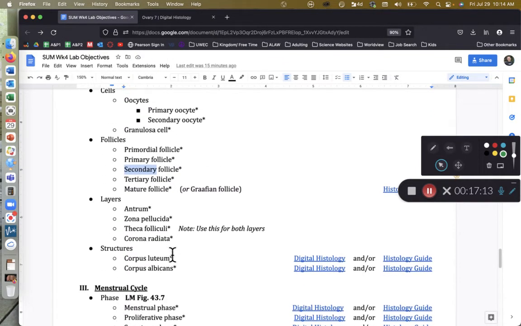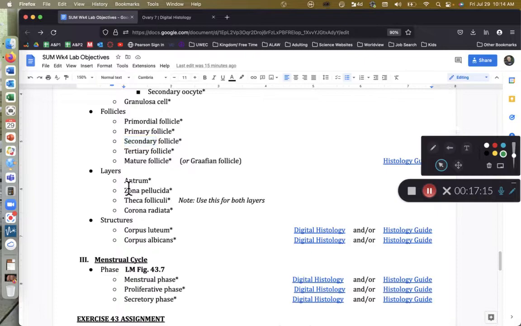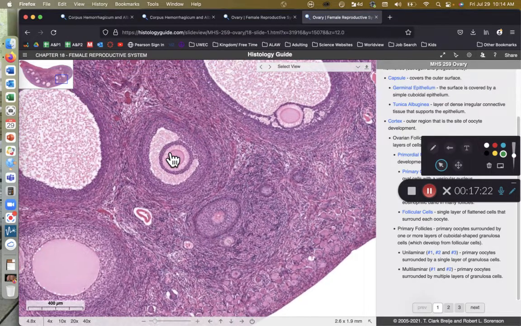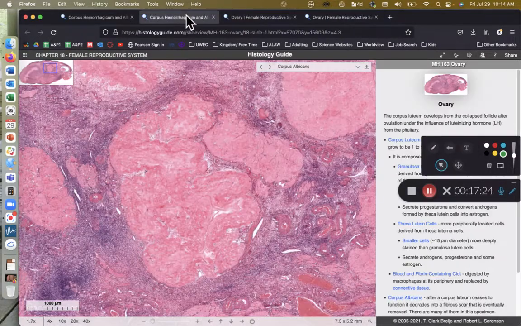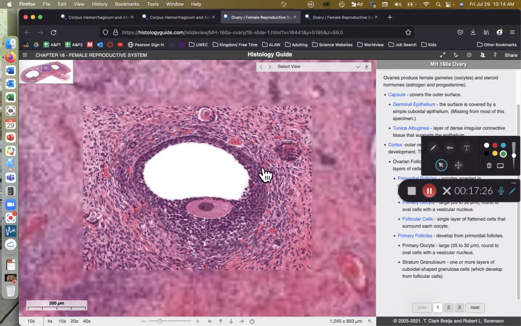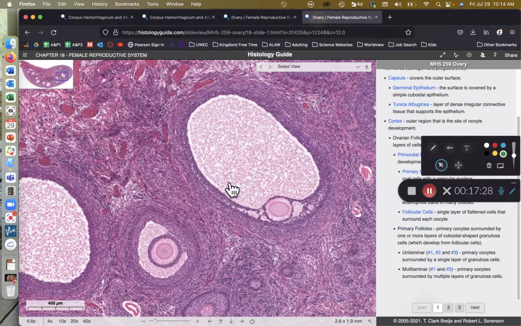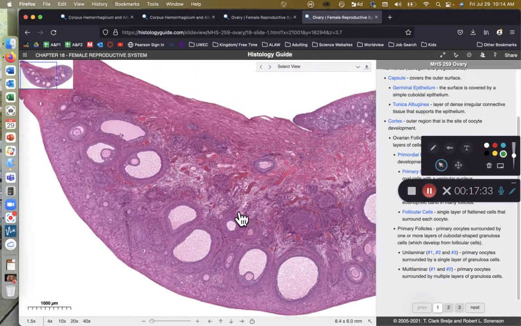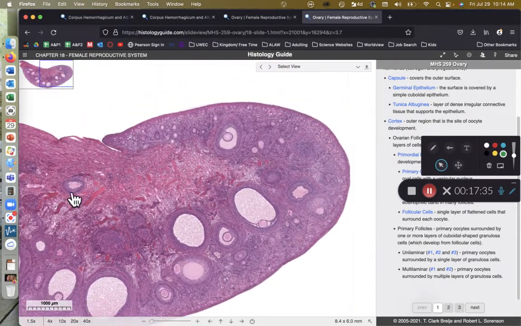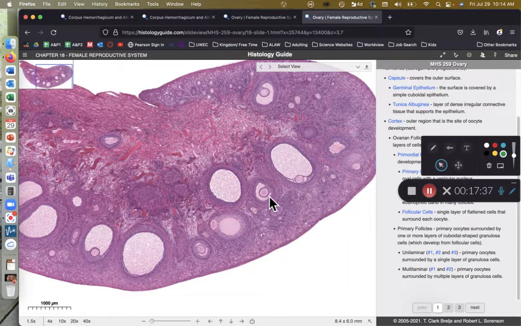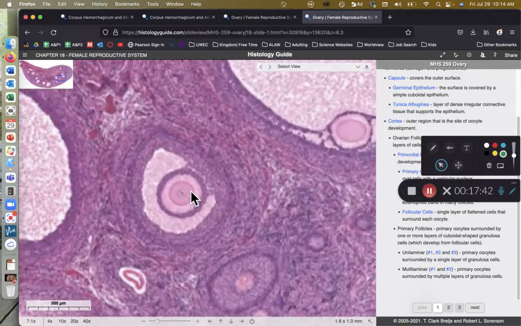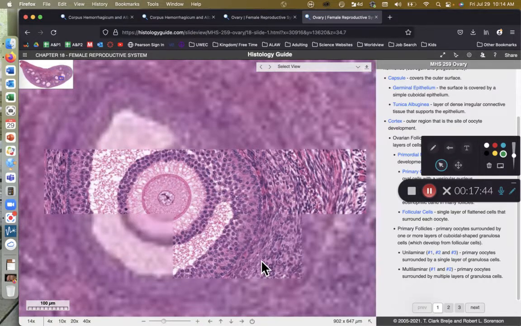We also have some layers of the follicle I want to talk about. And to talk about those layers, I want to pull up our follicle. I'm not loving that one. Let's go with this guy. That's a pretty good one right here, because this shows all those key layers pretty nicely.